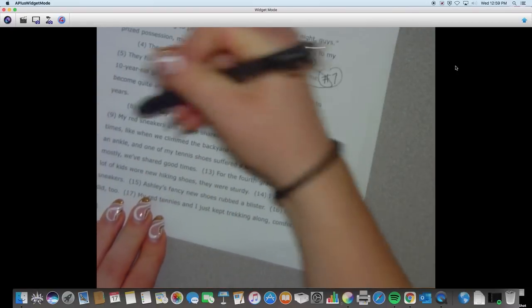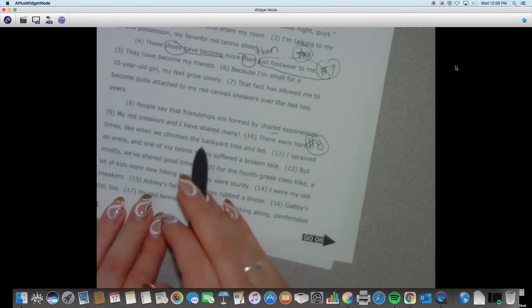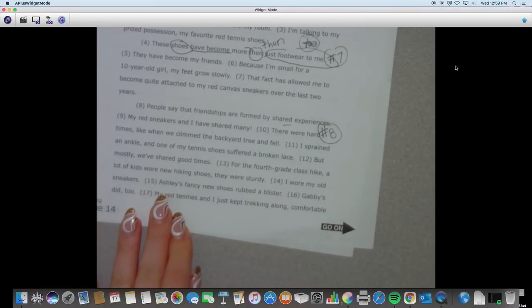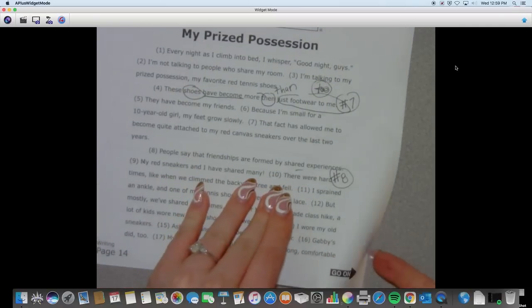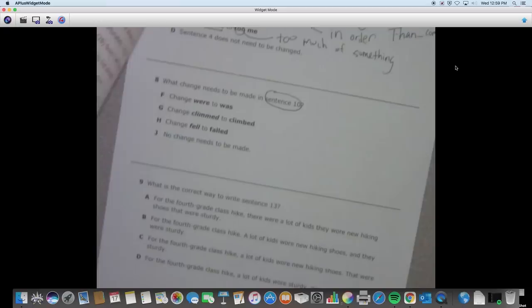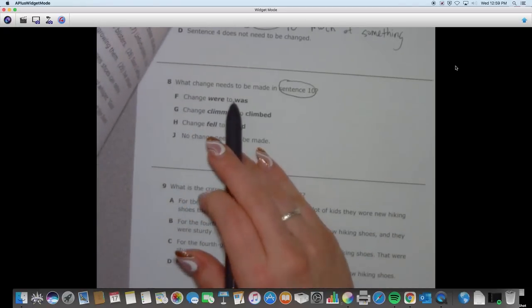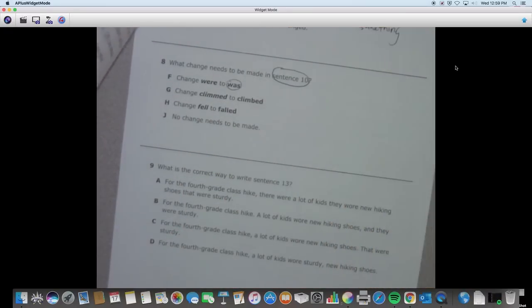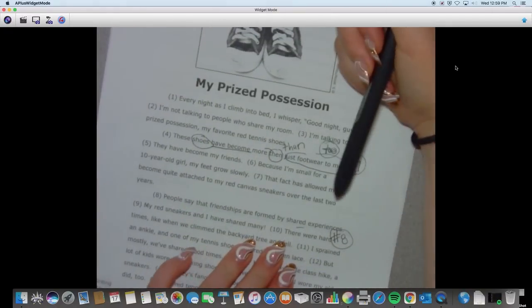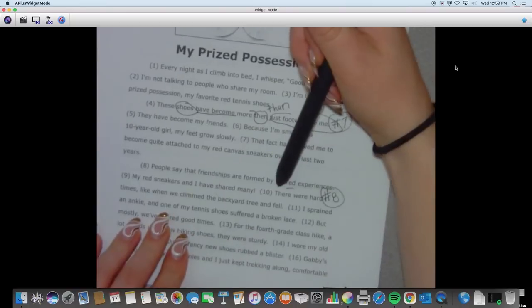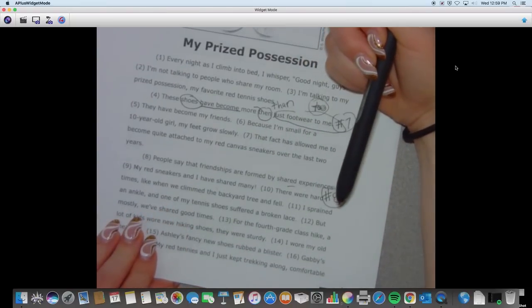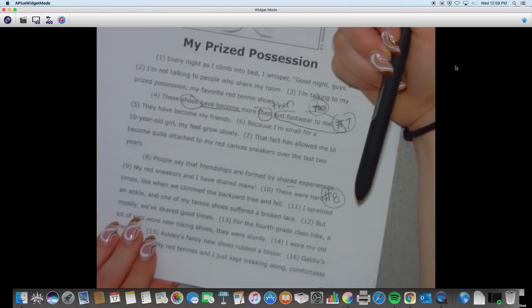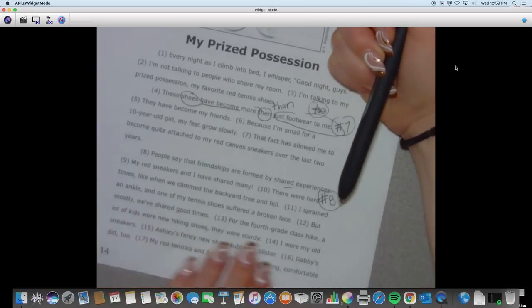There were hard times, like when we climbed the backyard tree and fell. Okay, let's look at our answer choices. Change were to was. So now I'm going to go back, read the sentence, and instead of saying were, I'm going to say was. So let's see. There was hard times, like when we climbed the backyard tree and fell. Okay.